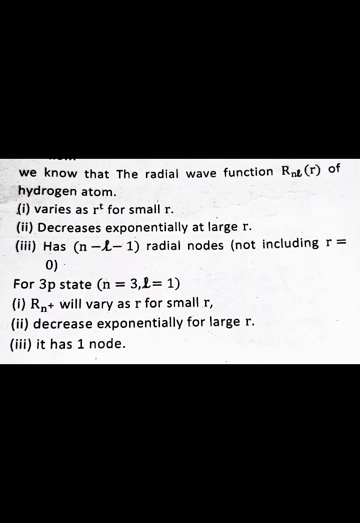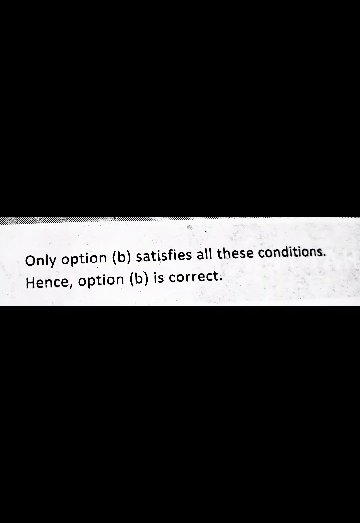So here the state given is 3p. So for the 3p state, n is equal to 3, l is equal to 1. Therefore, R_nl will vary as r for small values of r, and it decreases exponentially for large values of r, and it has 1 node. So only option B satisfies all these conditions. So the answer is option B.